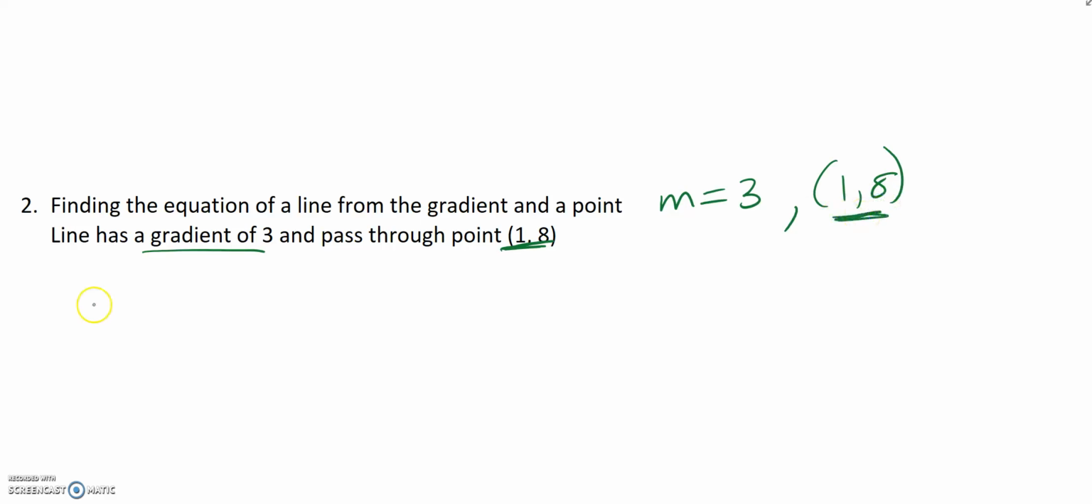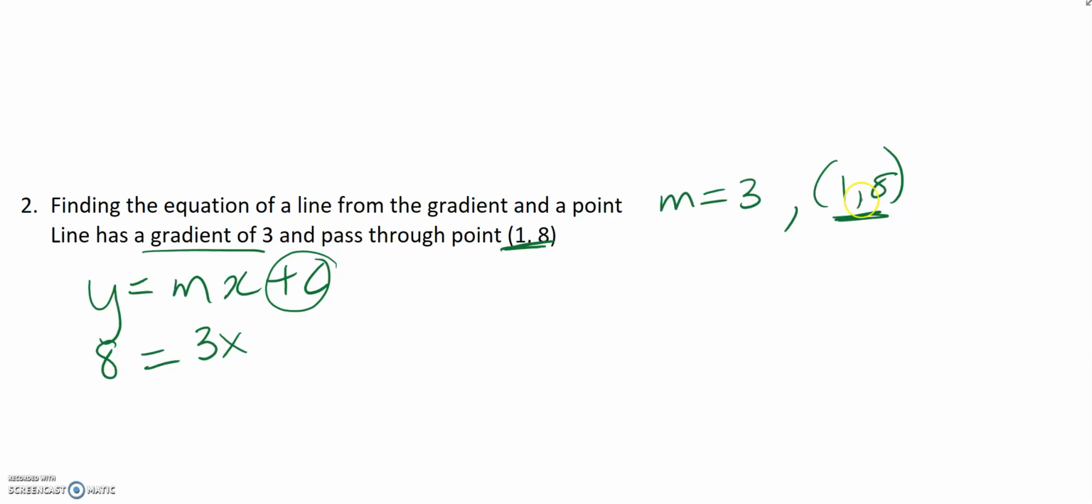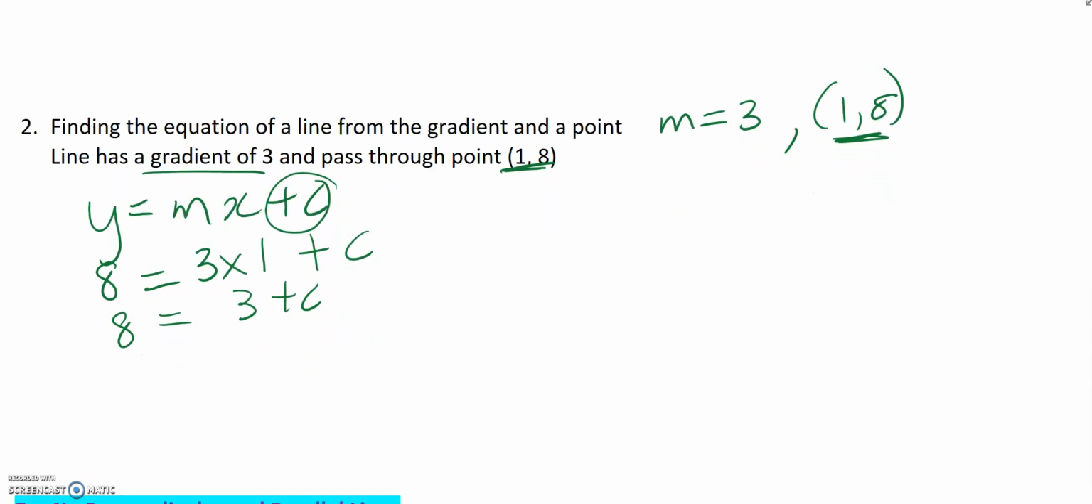Let's now substitute this in the equation of the line, which is y equals mx plus c, and let's see if we can work out c. The y value, according to the point, is 8. Our gradient is 3 times our x, which is 1, plus c. So 3 plus c is equal to 8. To work out what c is, we take away 3 on both sides, and we have c is equal to 5.